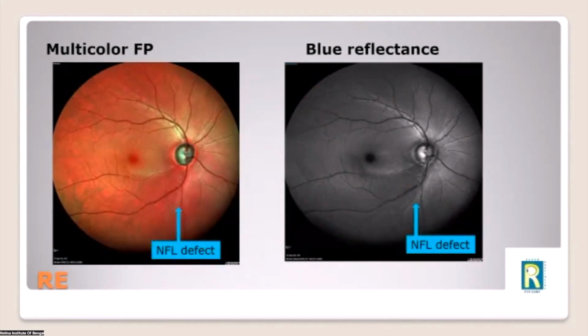In a case of glaucoma, you can see the inferotemporal defect. This area, it's not very clear here. This is the area where there is a nerve fiber layer defect, and in the blue reflectance, if you can see, this dark area is the area where the nerve fiber has been lost.